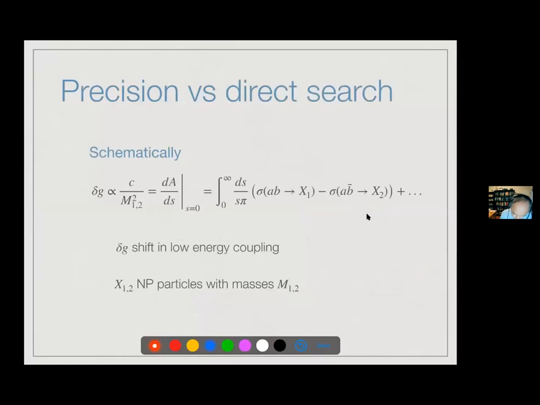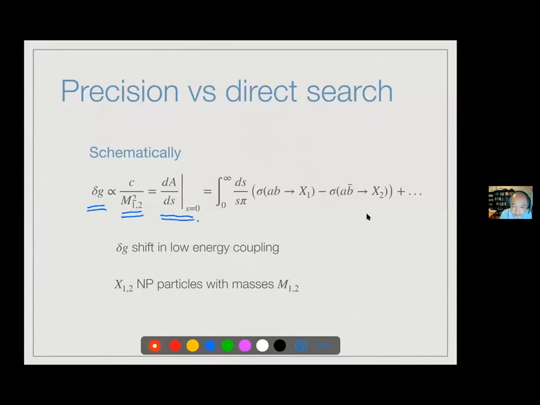And the sum rules, as I said at the beginning, give you a fairly interesting direct connection between the precision experiments you can do at low energy and the direct searches you do at high energy. So schematically it goes like this, right? The delta G here is just some shift of a low energy coupling when you integrate out some new physics. These are proportional to some Wilson coefficient of the operators you obtain by integrating out this new physics, but this we just computed can be related to the forward limit.